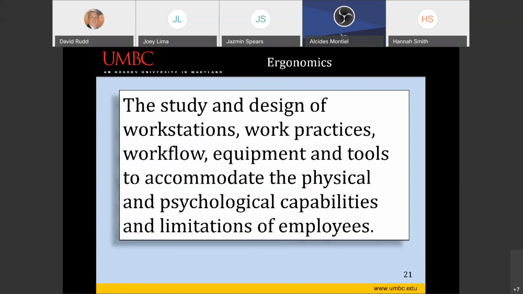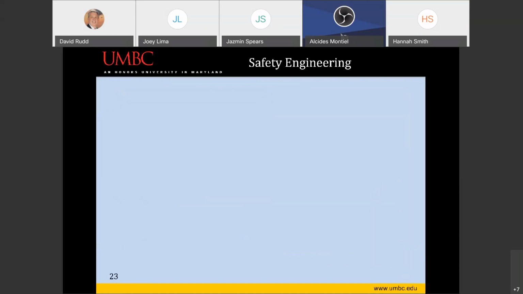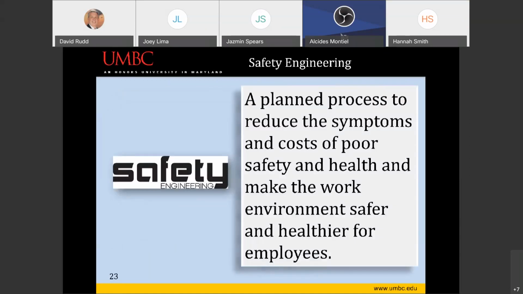I appreciate it. All right, let's take a look at the next area, and that is safety engineering. Safety engineering is an applied science strongly related to systems engineering. Safety engineering aims to ensure that a life-critical system behaves as needed, even when the pieces fail.